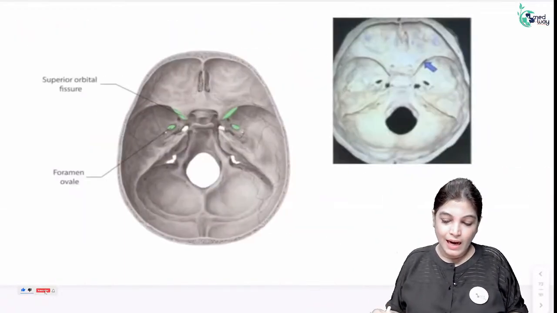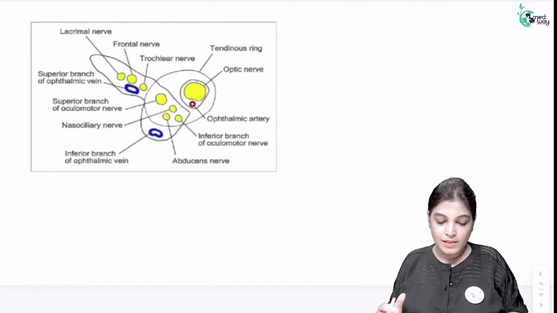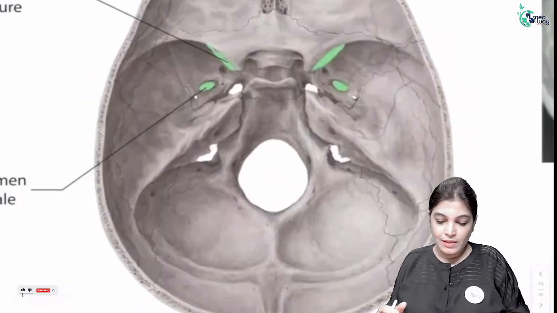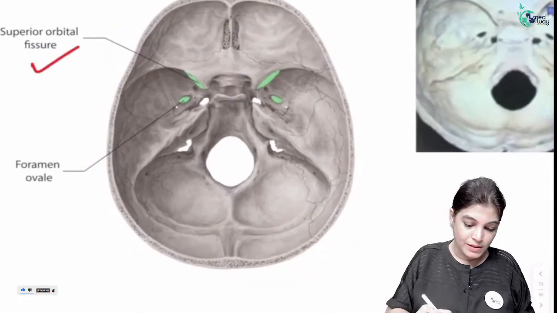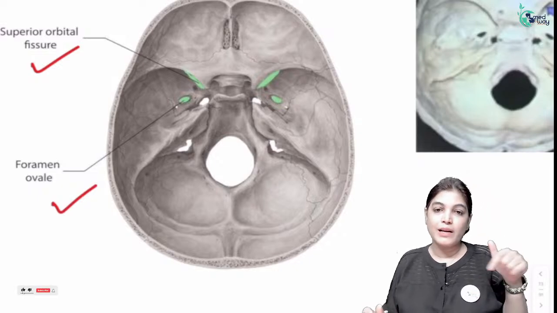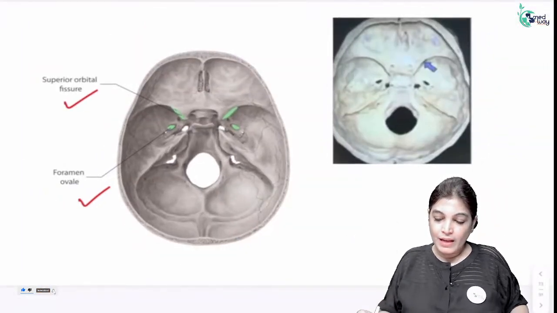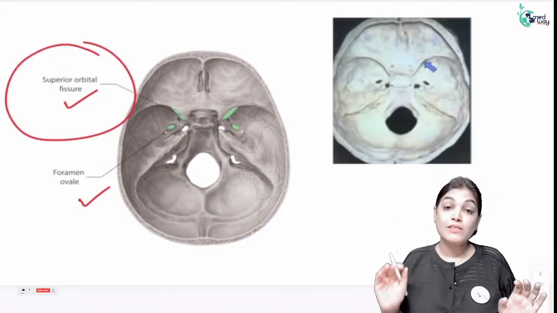So exactly, I just want you to see the same kind of image. This is an image of the cranial cavity which you are seeing, the cranial fossa. So this is the superior orbital fissure, this is the foramen ovale. The green colored structure is the superior orbital fissure, and this is exactly the arrow mark. So we now know the structure is the superior orbital fissure.